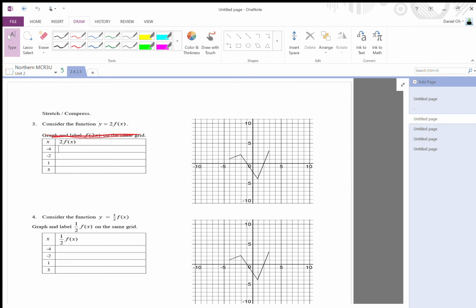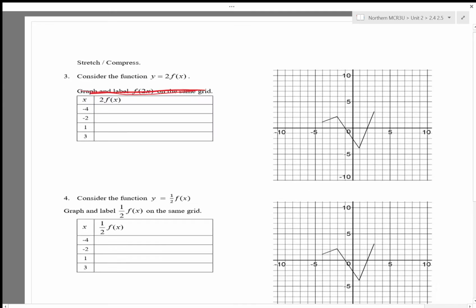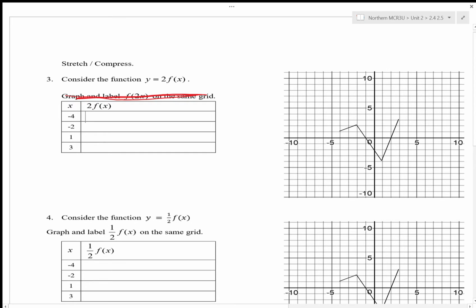Hi guys, this is 2.5. So we just completed the 2.4 video on function transformations, but it was more about reflection, right? So this one is the last one. This is about the compression and the stretch.